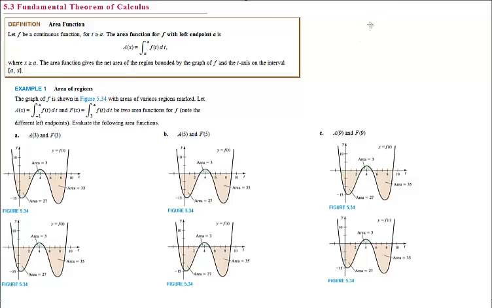In section 5.3, we're formalizing our idea of area with what is called the fundamental theorem of calculus. Very exciting time for us all. We are now at the fundamental theorem of calculus, which tells me that we can find the area of some function by taking the integral, as long as I have a continuous function and it is within some prescribed region, meaning some a to an x.